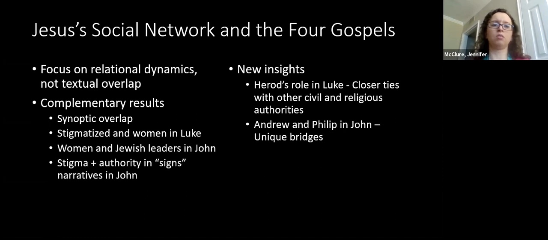Another thing that I found interesting was the unique role of Andrew and Philip in John, where they at points act as bridges to help other people connect to Jesus. I haven't really seen much conversation among scholars about why Andrew and Philip have this role. You could ask, why not Simon Peter? Why not James and John, sons of Zebedee, who are more prominently tied into some narratives in the Synoptic Gospels? Why Andrew and Philip? I hope more people will talk about those questions.